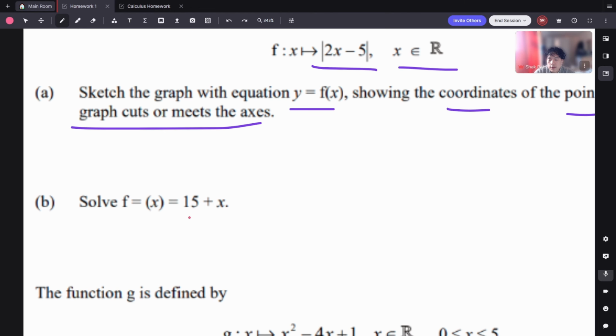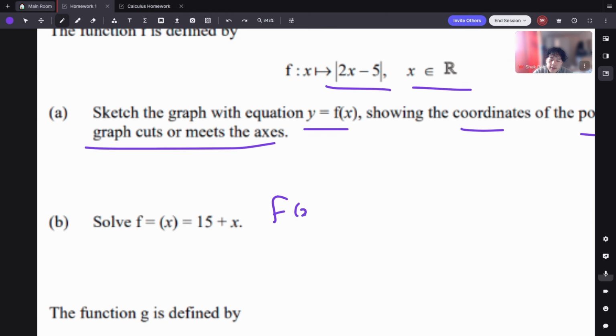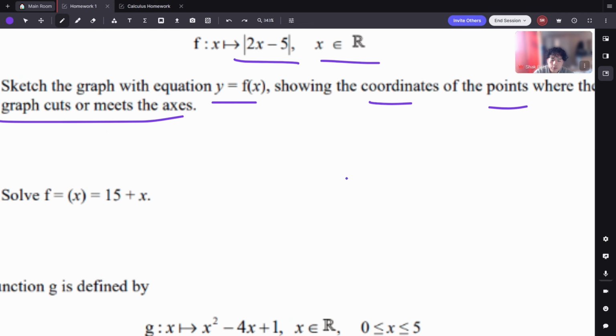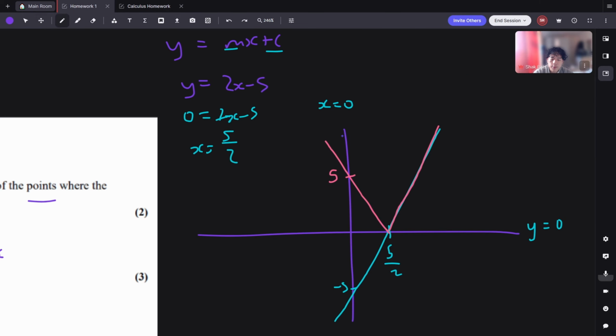So we need to solve this. So this one, it's really important to understand how modulus questions work, where we have f of x equals the modulus of 2x minus 5, and this we have equals 15 plus x. So in this scenario, as you can see, 15 plus x would probably be somewhere up here, and the best way to understand it is by drawing it. So it probably looks something like this, and there'd be 2 points where they meet, this and this.